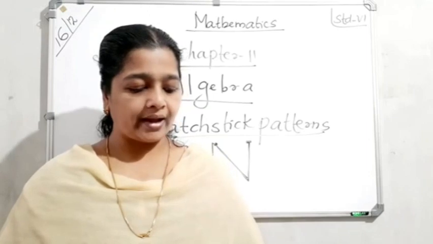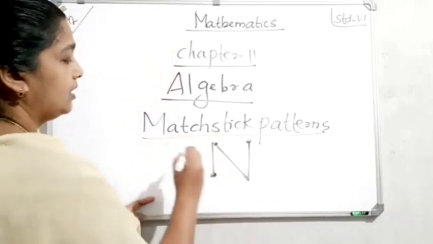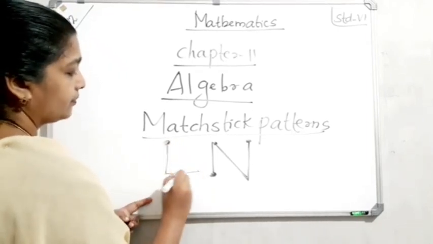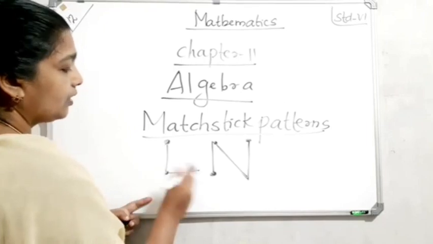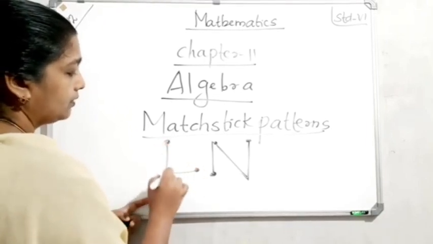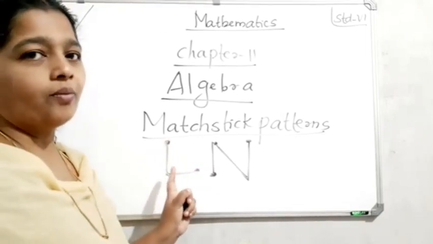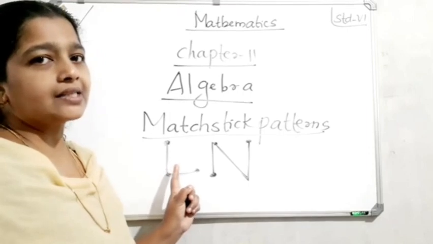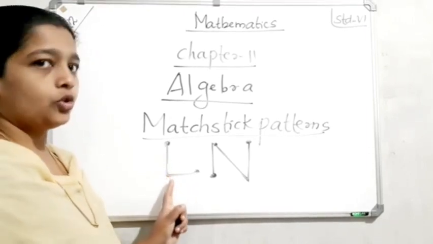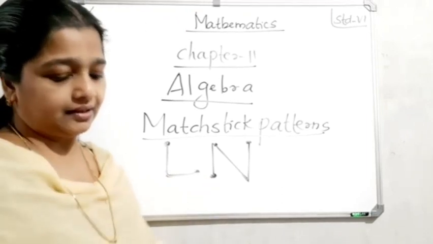Amina takes 2 matchsticks and forms the letter L, isn't it? Here or here we can place. So here 1. Then next one. So we can take 2 matchsticks and form the letter L. So how many matchsticks we used here? For making L, 2, and here for N, 3. Clear? Yes.